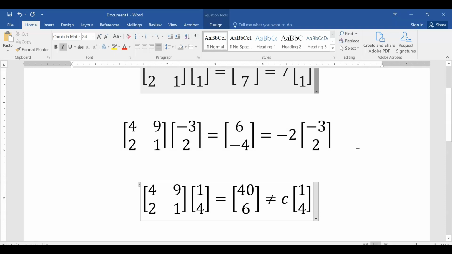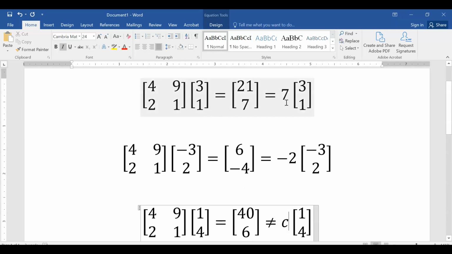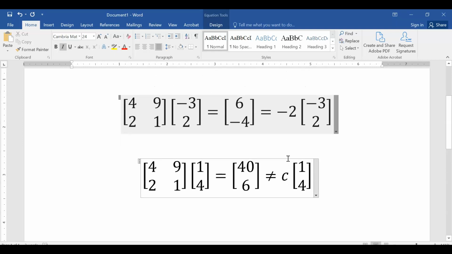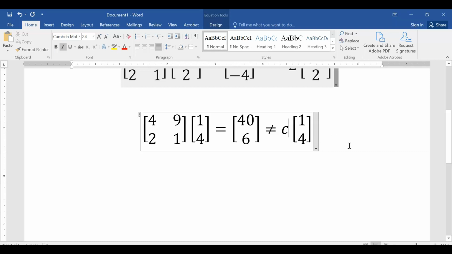Now these first two examples show you that sometimes you multiply a vector by a matrix and it's a scalar multiple of that vector. In this case, we had a 7 times the vector. In this case, our scalar was negative 2. But obviously, that's not going to be true for every vector. And that's what the example using the vector 1, 4 hopefully showed you. We had the matrix times 1, 4. You get out 46, which is clearly not a scalar multiple of the vector 1, 4.